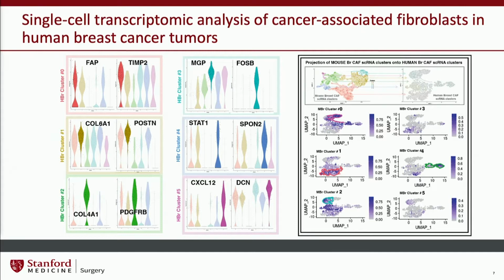To evaluate whether the human breast cancer CAFs were analogous to the mouse breast cancer CAFs, we performed an integrated cross-species analysis using ortholog mapping in conjunction with a label transfer approach. This allowed us essentially to project our mouse CAF clusters onto the human CAF embedding. And what we found was that there was a significant overlap between these. Taken together, these data strongly suggest a strong evolutionary conservation of CAF response to epithelial breast cancers in the form of these 6 transcriptionally delineated clusters.